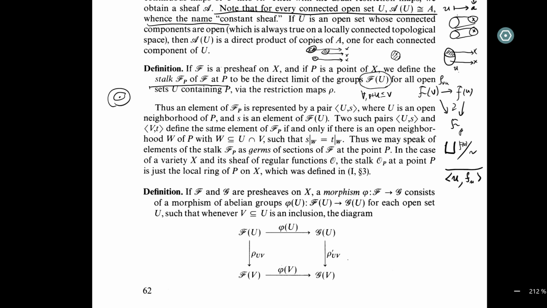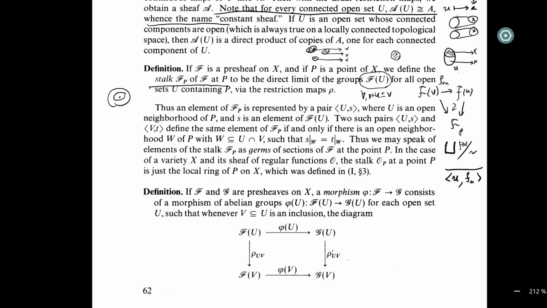So we used to say that two elements of the disjoint union are in the same equivalence class if there exists some smaller W containing their intersection such that these two sections are the same. Okay, so we may speak of elements of the stalk F_P as germs of sections of F at the point P.